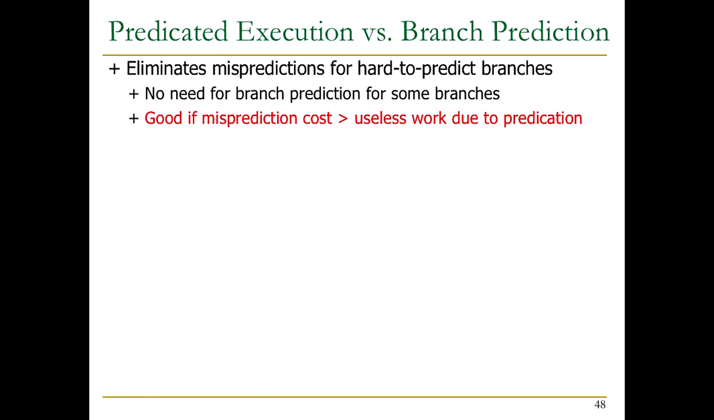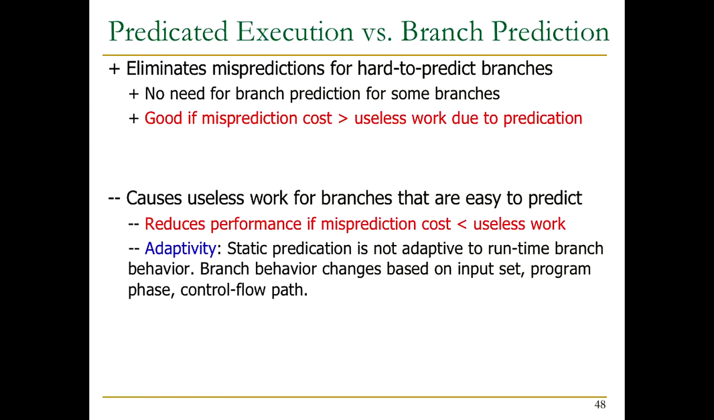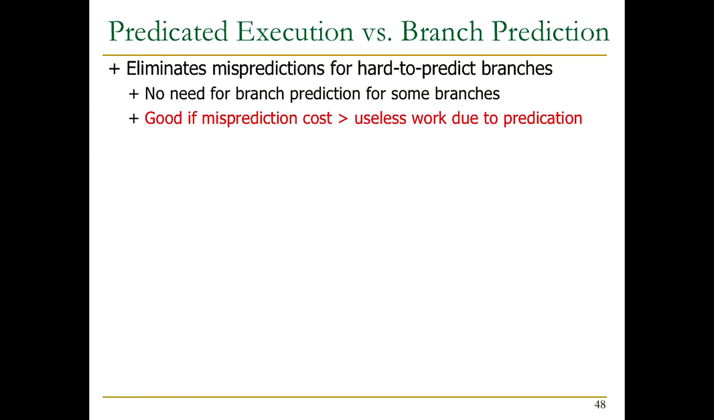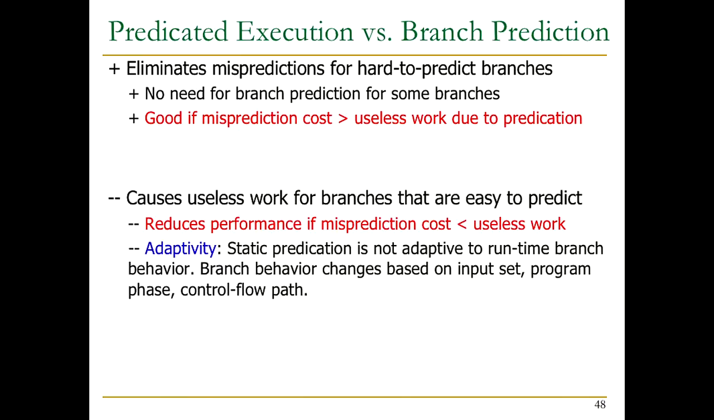This is good, but there is another trade-off. This is good if the misprediction cost is greater than useless work due to predication. So it's not as simple, right? You're still doing some useless work, but if your misprediction cost is higher than that, maybe this is good. The problem is it causes useless work for branches that are easy to predict. So it reduces performance if the misprediction cost is less than useless work.